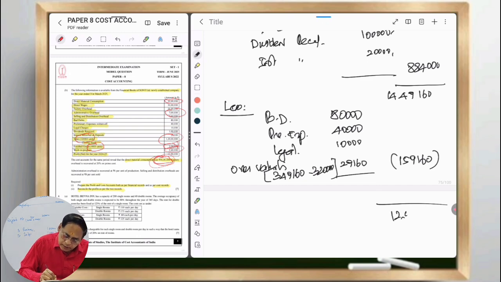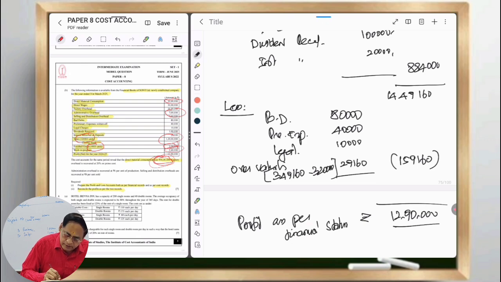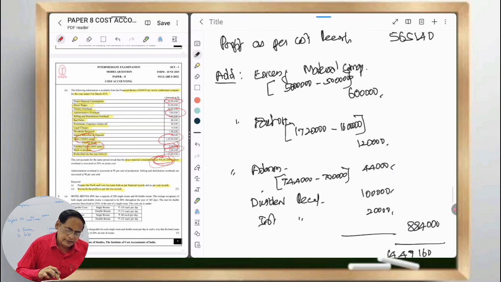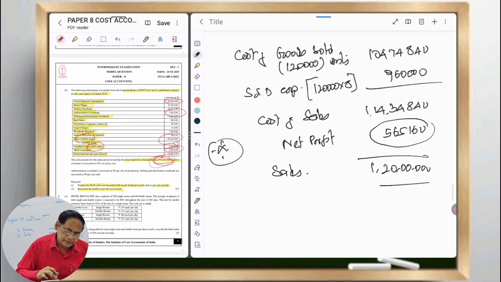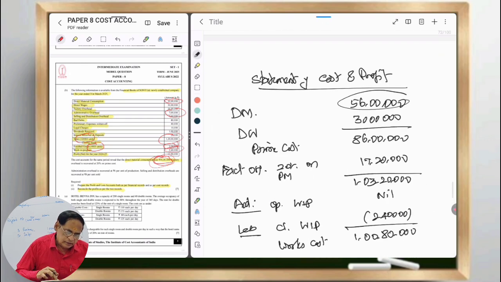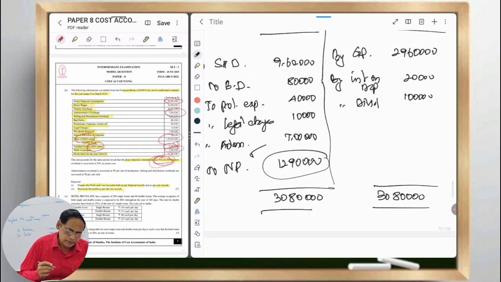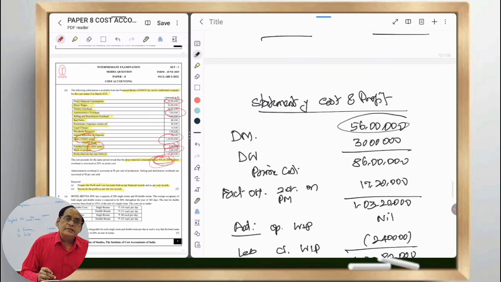So 12,90,000 rupees is the profit as per financial records, financial statement. Is it so? Yes, it is correct. The profit was 12,90,000 rupees, correct. Now it is reconciled. So the next part of cost accountancy will be released tomorrow.